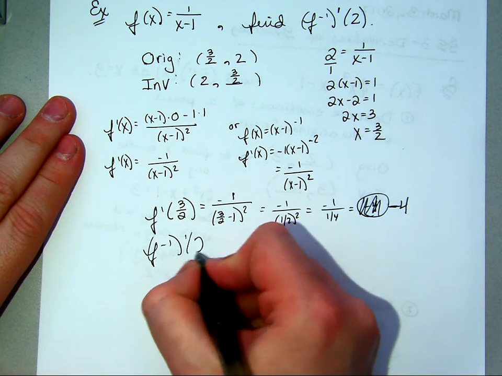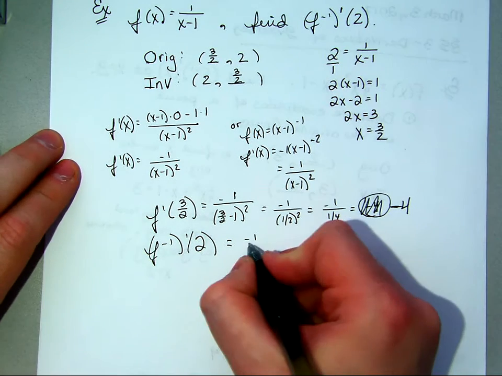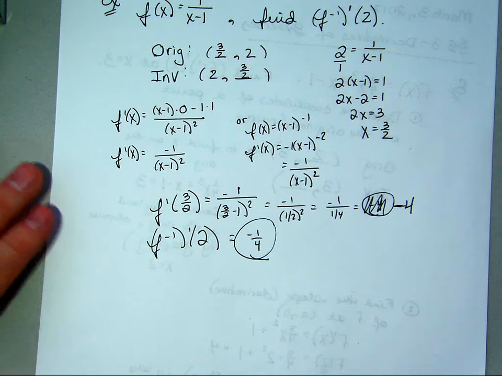What is the derivative of the inverse at x equals 2? It is not 1/4. Negative 1/4. Remember, just reciprocal, not like opposite reciprocal or things like that. Just the reciprocal. Negative 1/4.